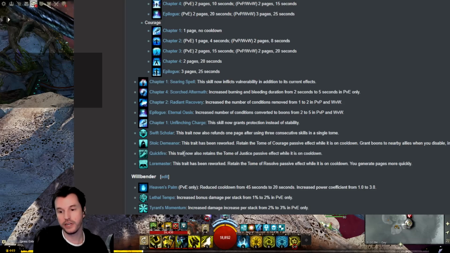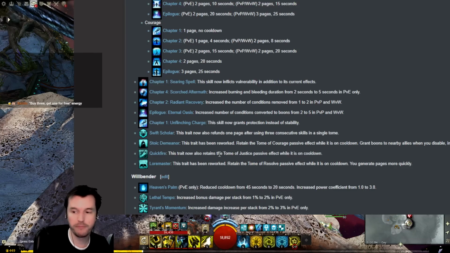The Quickfire trait will have you retain the Tome of Justice passive effect while it's on cooldown. And the Loremaster trait has you retain the Tome of Resolve passive effect while it's on cooldown. So each Grandmaster trait is focused on one of the Tome's passive effects always being locked in. Also, part of Loremaster is you generate pages more quickly.